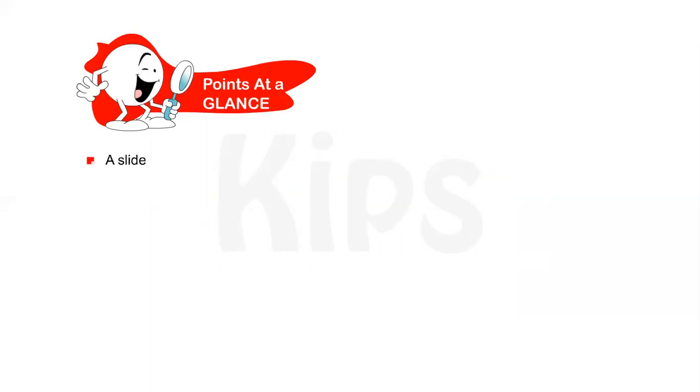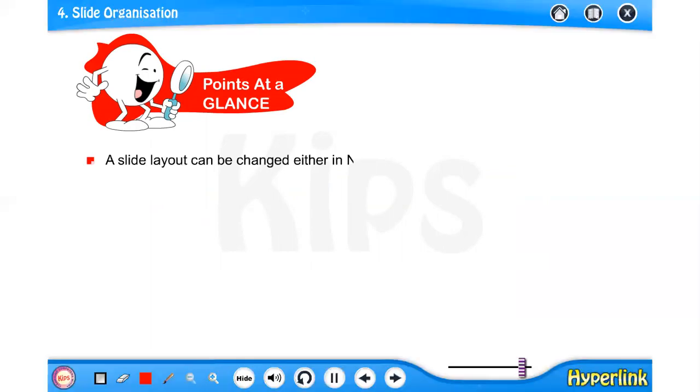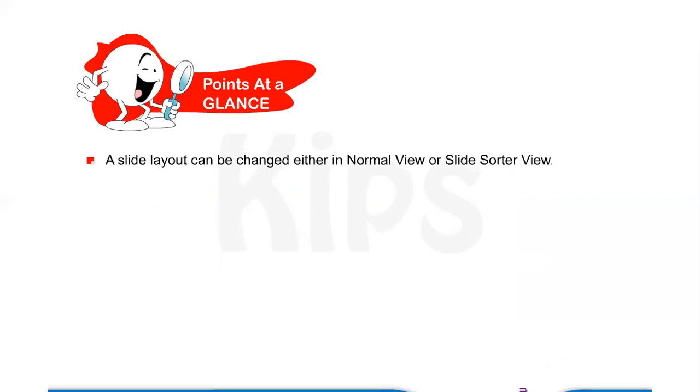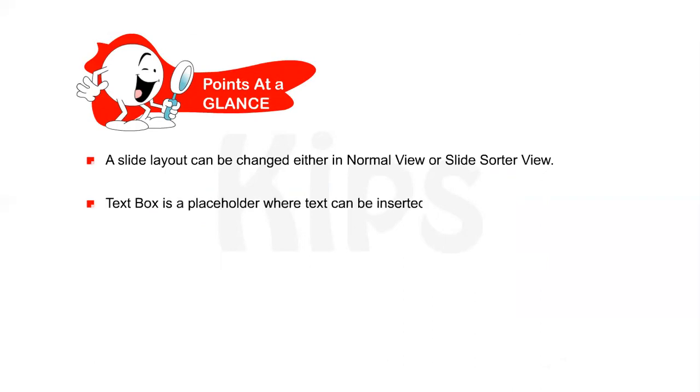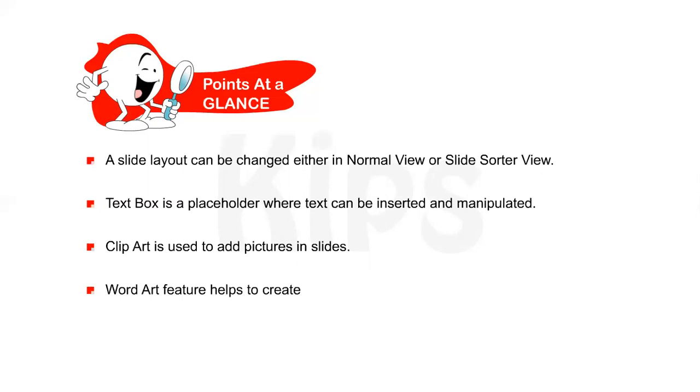Okay students, now we will discuss points at a glance of this chapter. A slide layout can be changed either in normal view or slide sorter view. Text box is a placeholder where text can be inserted and manipulated. Clip art is used to add pictures in slides. Word art feature helps to create special text effects.